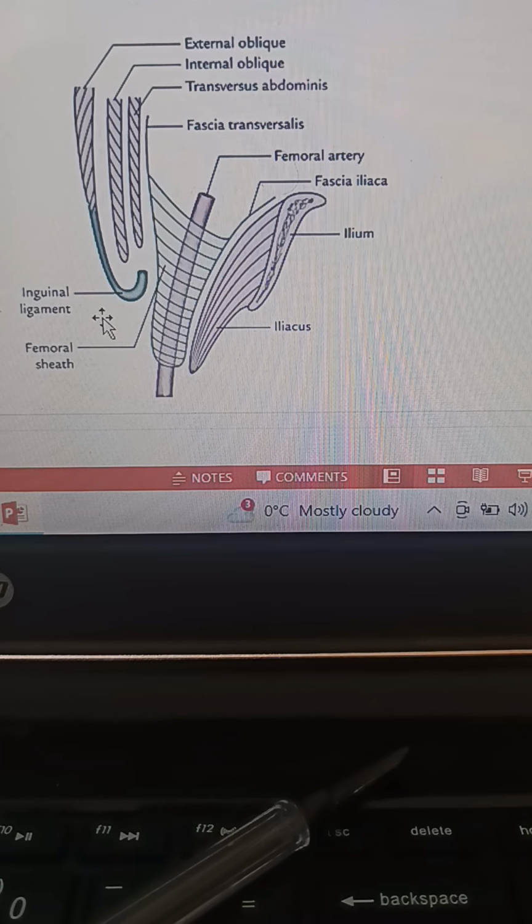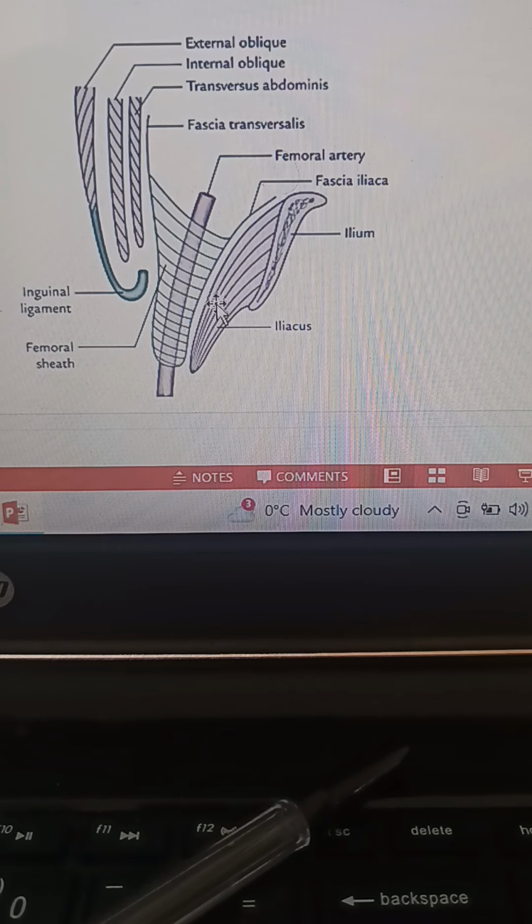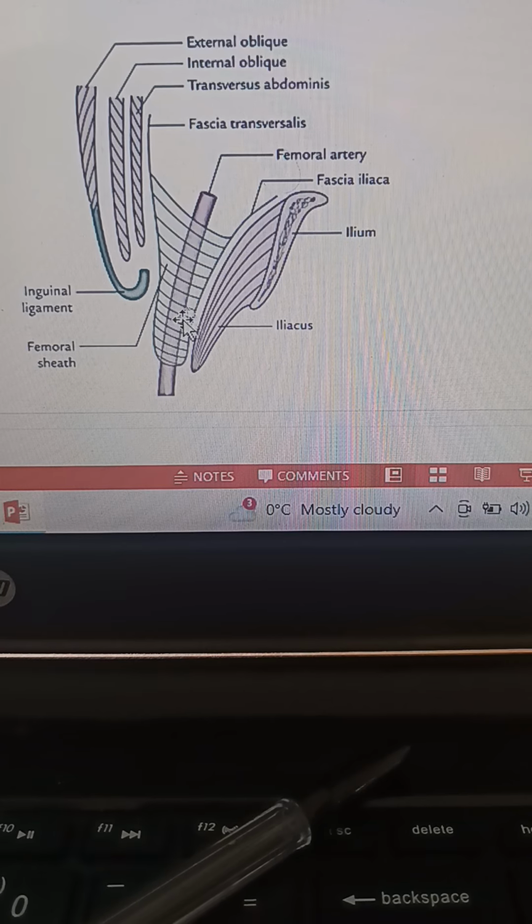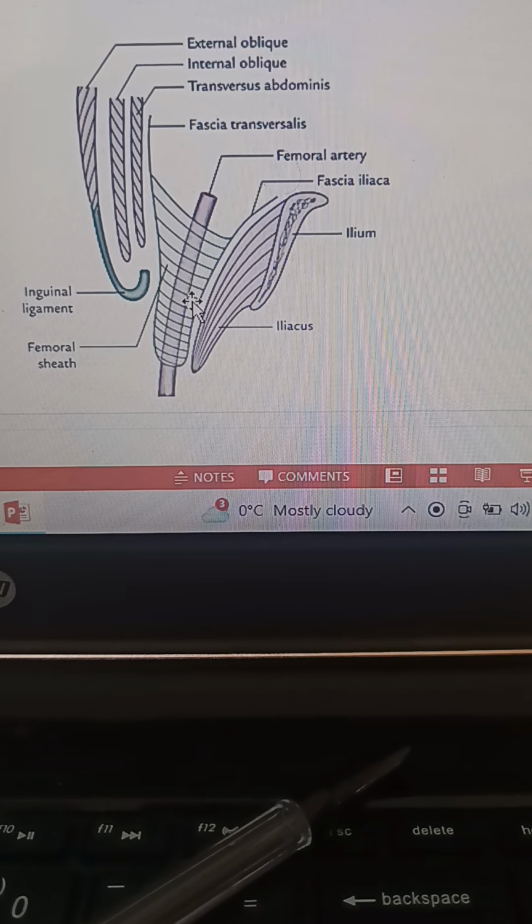Now look at this picture. It's the same picture as before. Now you can see how the femoral sheath is ensheathing or enclosing the femoral vessels. Okay, so that's the iliacus muscle, fascia iliaca, fascia transversalis, and the femoral sheath enclosing the femoral vessels.